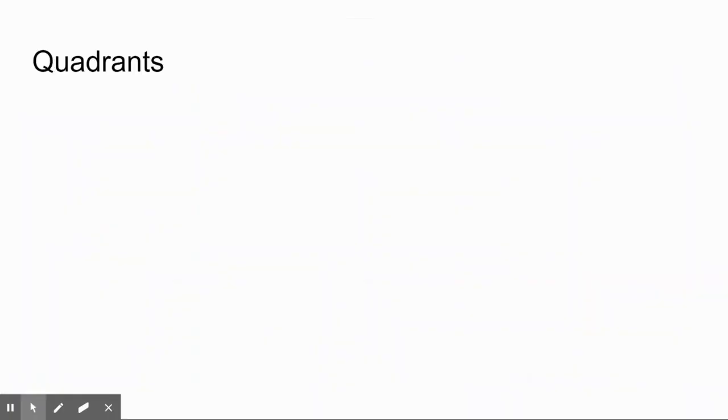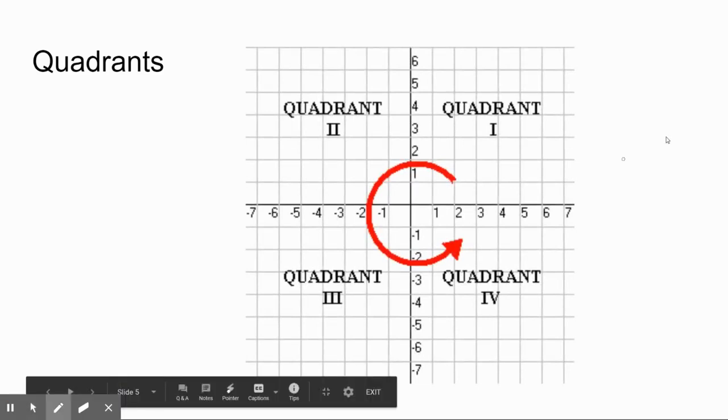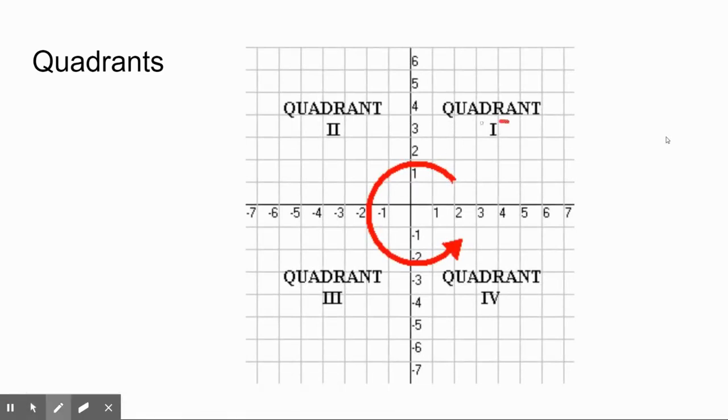So the final thing to mention about coordinate planes are the quadrants. If you look at our coordinate plane, it's broken into 4 parts. We have quadrant 1 over here, quadrant 2 over here, quadrant 3, and then 4, as this arrow shows. They are going around counterclockwise, starting in the top right.